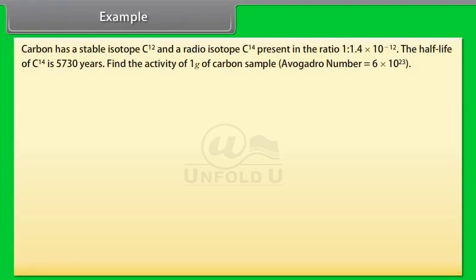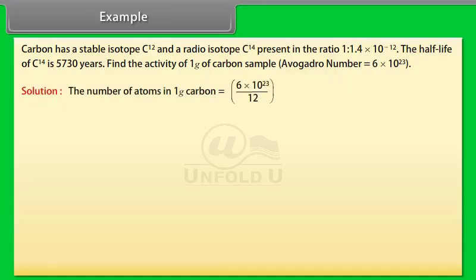Example: carbon has a stable isotope carbon-12 and a radioisotope carbon-14 present in the ratio 1 : 1.4 × 10^-12. The half-life of carbon-14 is 5,730 years. Find the activity of 1 gram of carbon sample. Avogadro's number is 6 × 10^23.